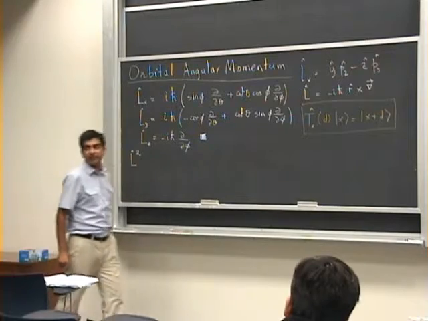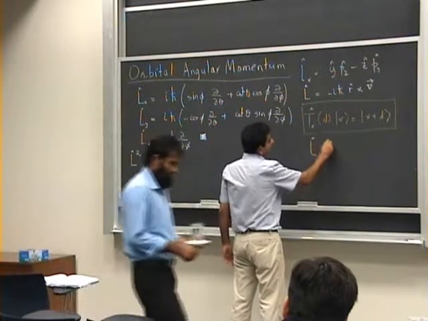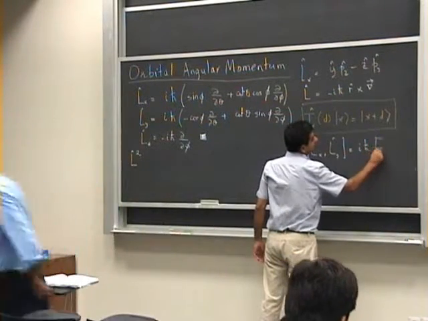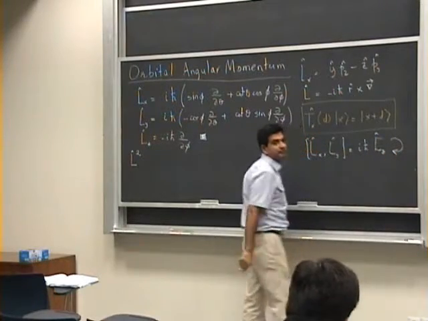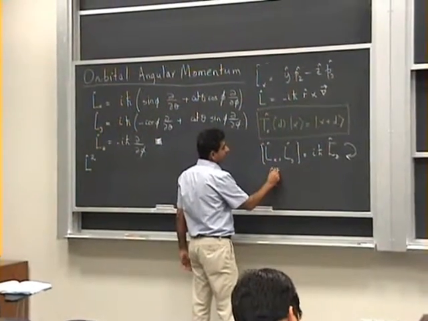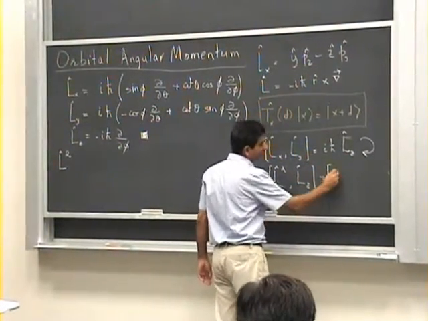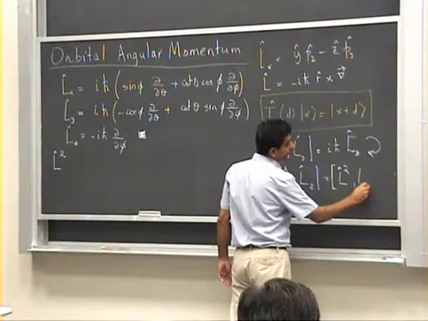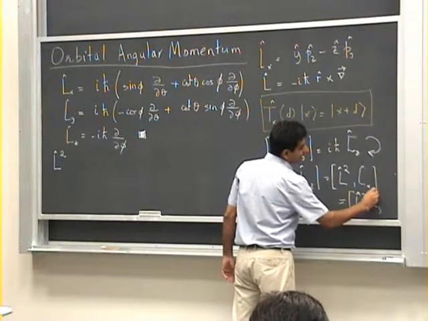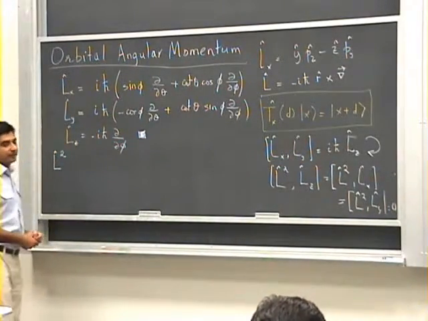Now, these components satisfy the usual relationships for any angular momentum operator. That is, Lx commutated with Ly is iota h bar Lz, and all of its cyclic permutations. And we also know that like any other angular momentum operator, L square will commute with any one of its components. So it will commute with Lz, it will commute with Lx, it will commute with Ly, and so on. So it's just like an ordinary angular momentum operator.